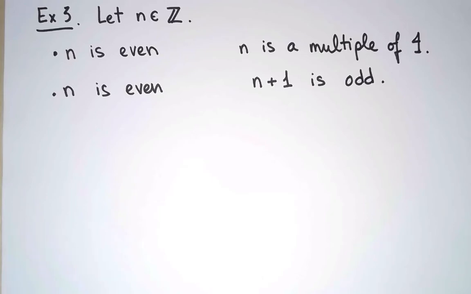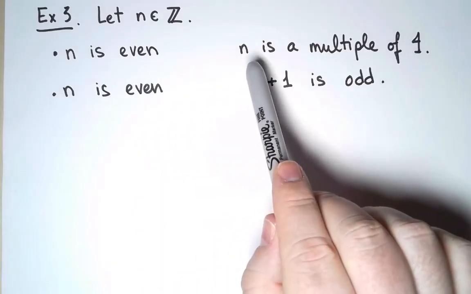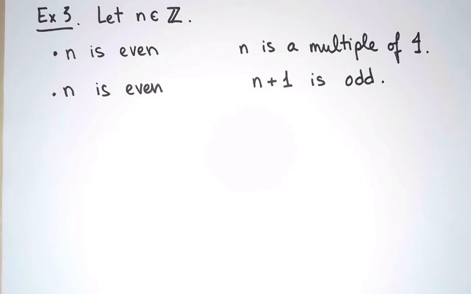Let's look at this new example. Now I'm looking at integer numbers. Let's compare these two statements. N is even and n is a multiple of 4. If n is even, can I conclude n is a multiple of 4? No. For example, n equals 6 is even, but it's not a multiple of 4.